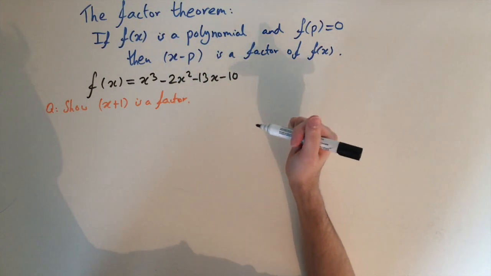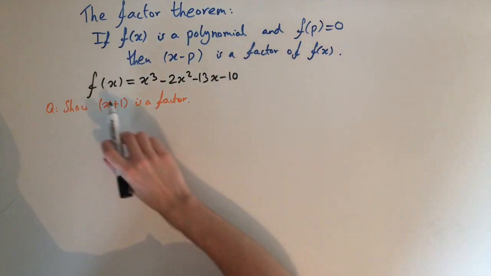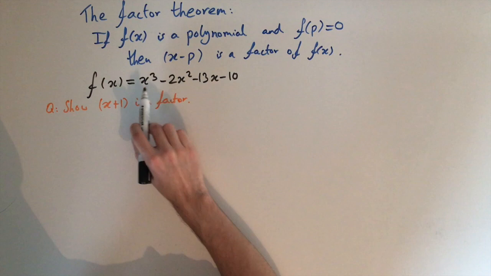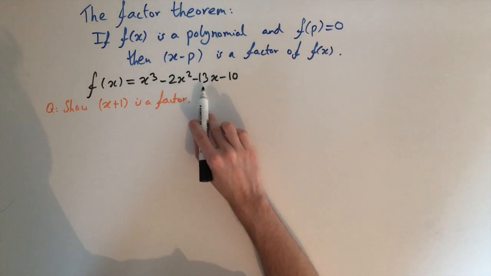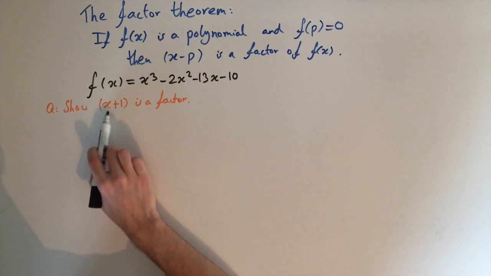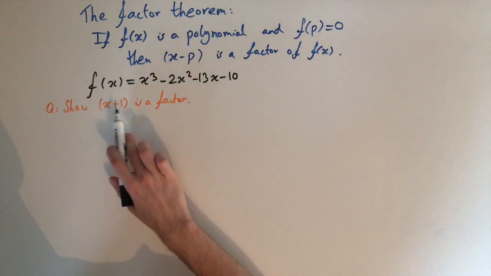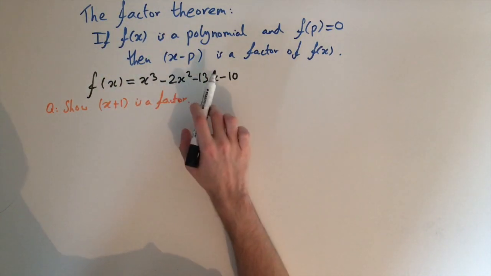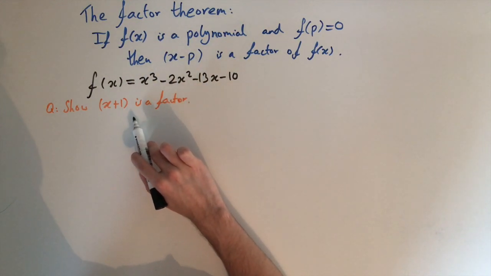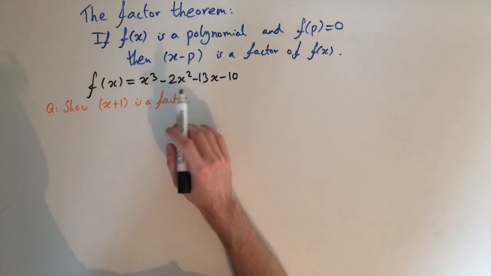So we're going to look at a couple of examples just to make sense of this. For example, if we have this cubic, x cubed minus 2x squared minus 13x minus 10, and the question is to show that x plus 1 is a factor, we can do this two ways. We can use this theorem, which is going to be really quick, or we can do it using polynomial division, which we looked at in the previous video. So we're going to compare both methods.